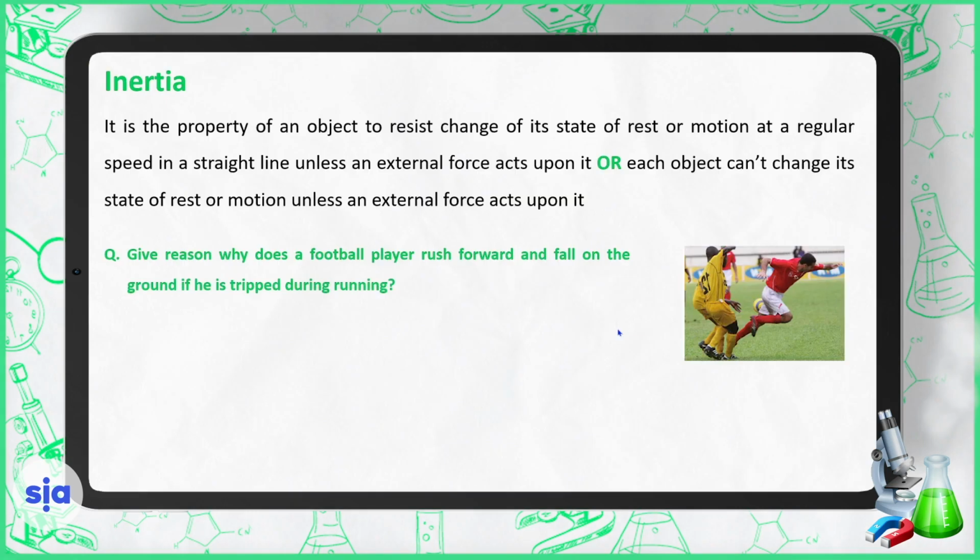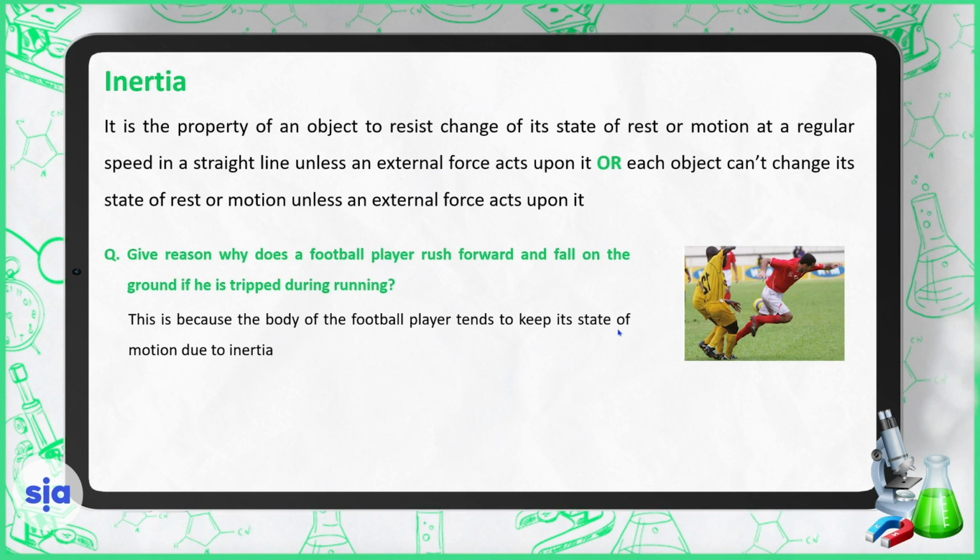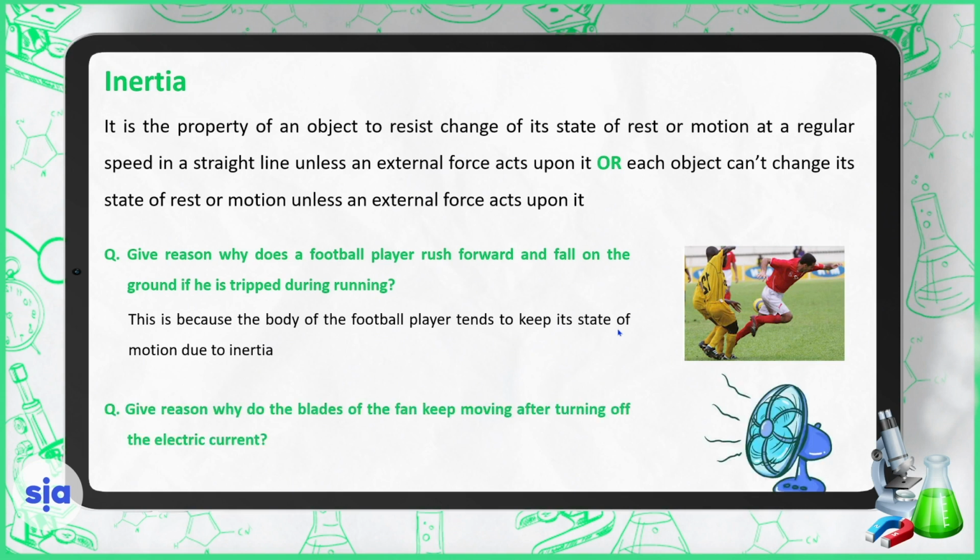Give reason: why does a football player rush forward and fall on the ground if he is tripped during running? The same idea. This is because the body of the football player tends to keep its state of motion due to inertia. Why do the blades of the fan keep moving after turning off the electric current? It's also due to inertia. The blades of the fan tend to keep their state of motion.